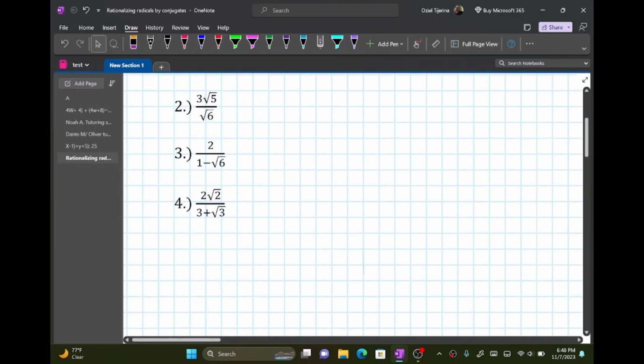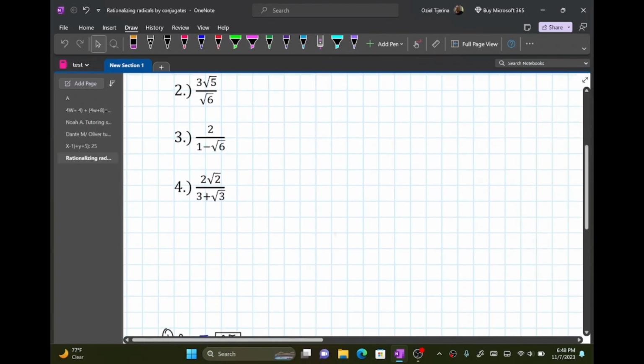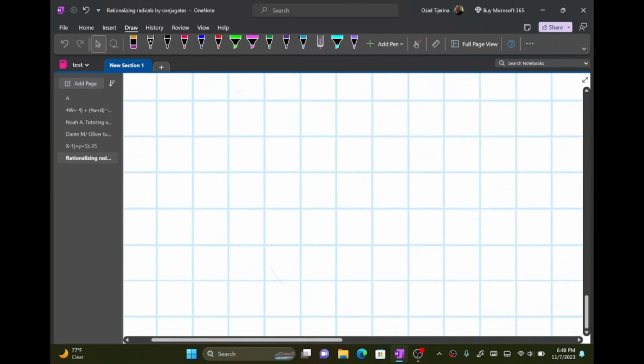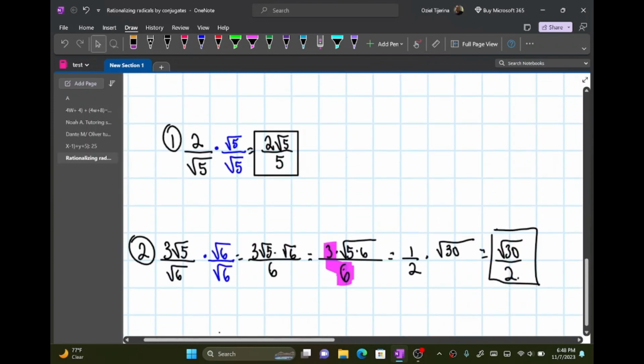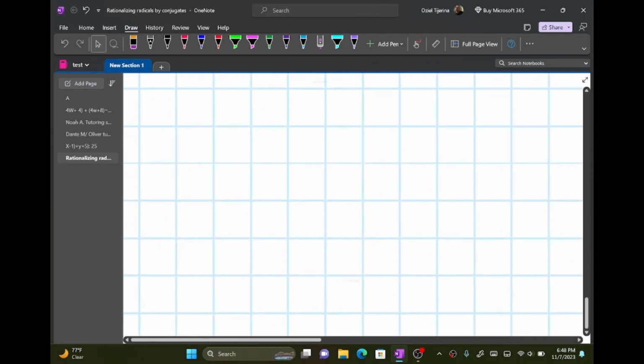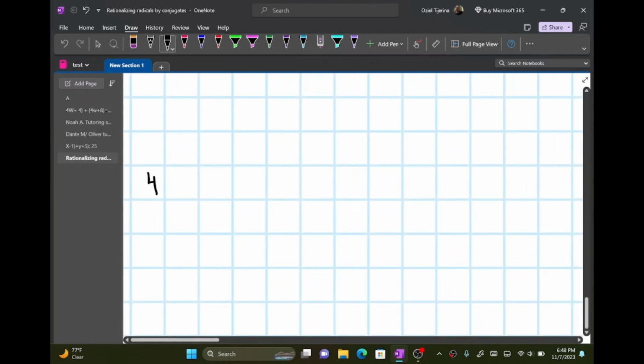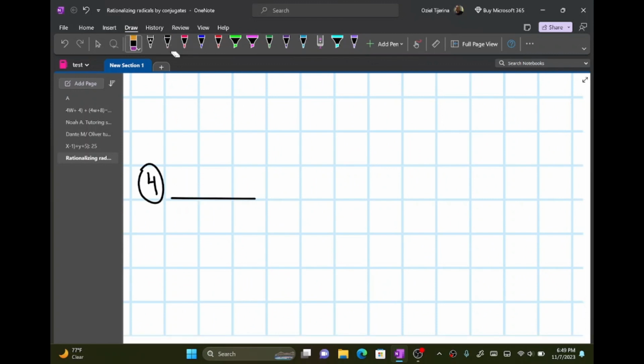Okay, and now let's go for the last one. The last one is actually really hard. That's why the last one is more of a challenge, I will say. So we have number 4, which is 2 square root 2 over 3 plus square root of 3.